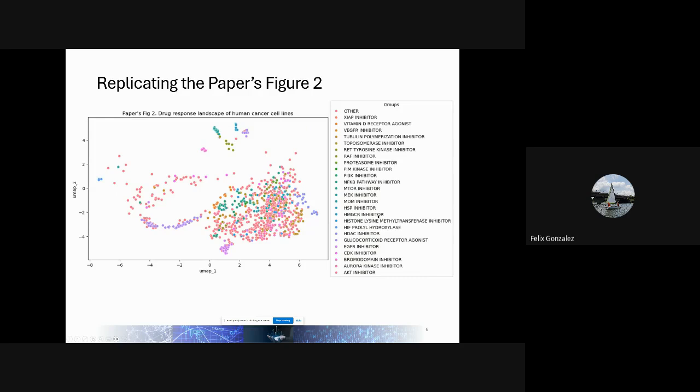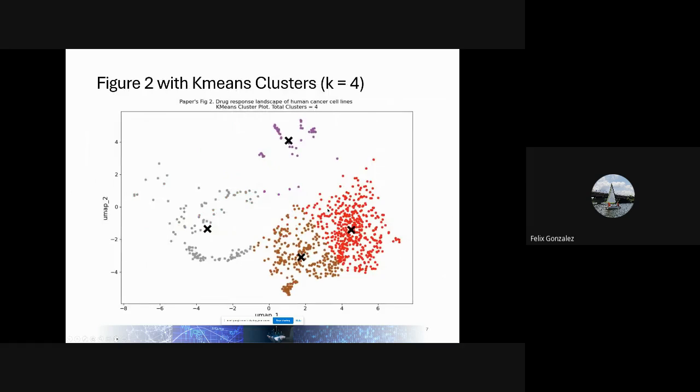And in this case, they created just different groups, potentially just based on the different drugs that they were looking at. So this is what K-means does.